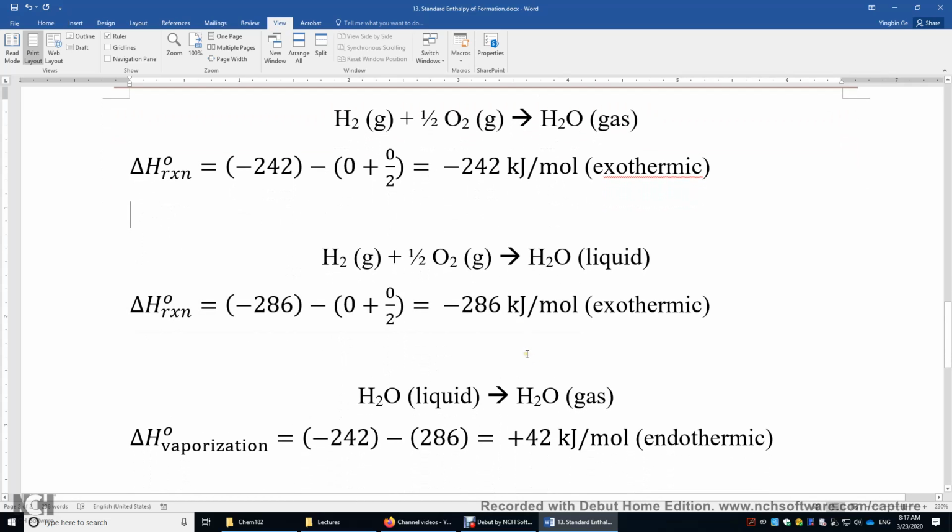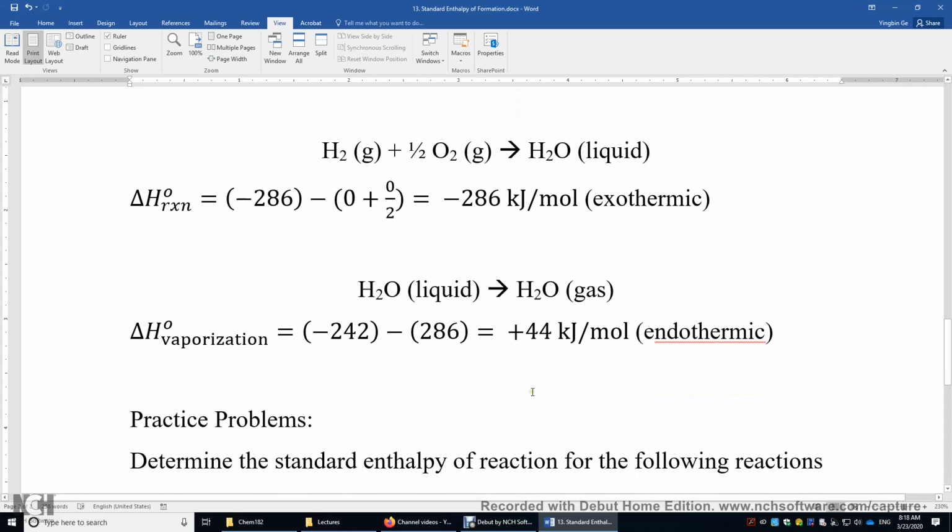One last example. From liquid water to gas water. Very simple. The standard enthalpy of formation of gas water, negative 242, minus the standard enthalpy of formation of liquid water, you get plus 42 kilojoule per mole. I'm sorry, there's a mistake. Plus 44 kilojoule per mole. And this is positive. This vaporization of water is endothermic. The enthalpy of water increases.